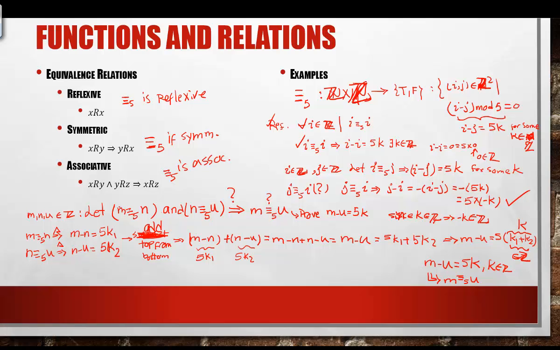So we checked for reflexivity, checked. Associativity, checked. And symmetry, checked. So then mod 5 is an equivalence relation.